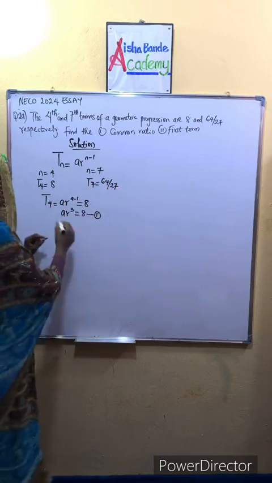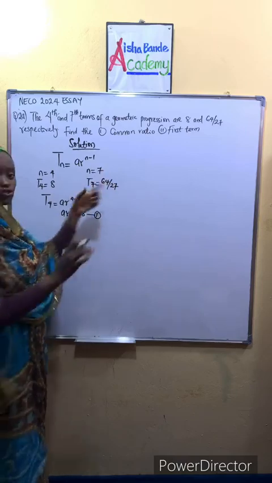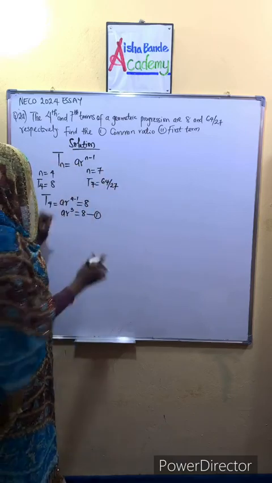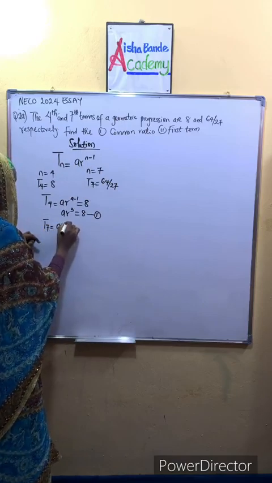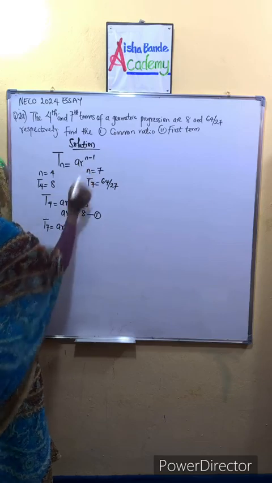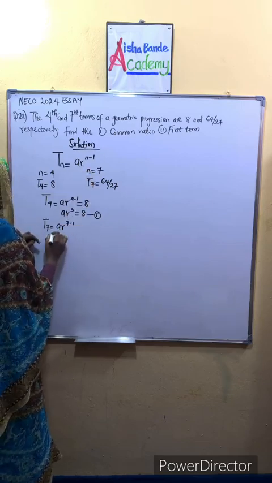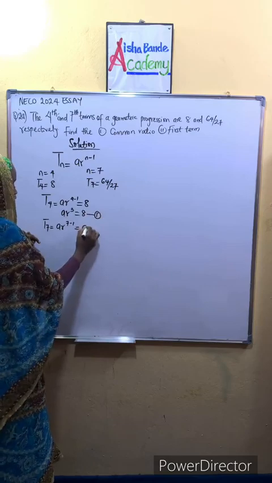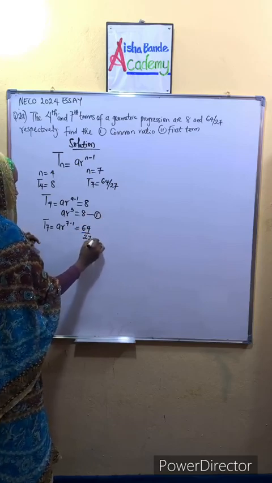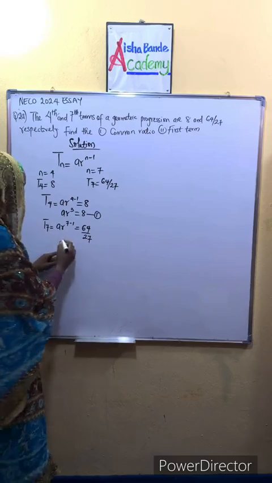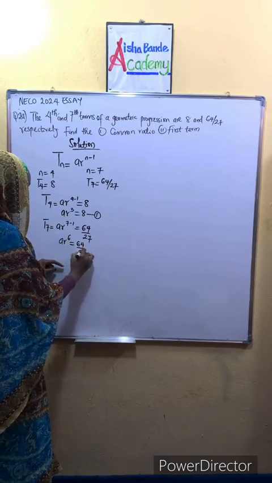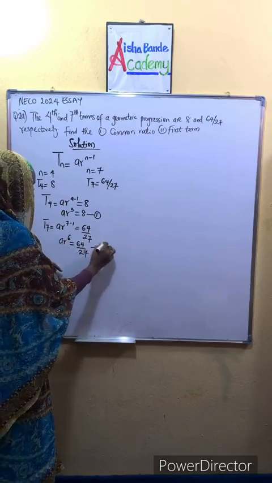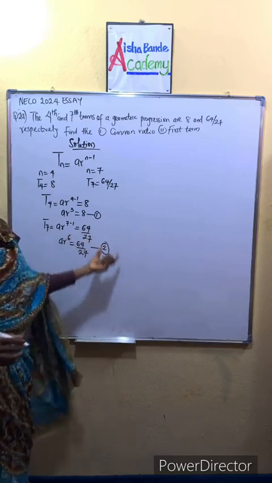For when n is equals to 7, we also substitute the values into this formula. So we have T7 is equal to ar raised to the power of 7 minus 1. That is the n here, which is 7. So T7 is 64/27. So we simplify this as well. We have ar to the power of 6 is equals to 64/27. So we call this equation 2. So we have two equations here now.